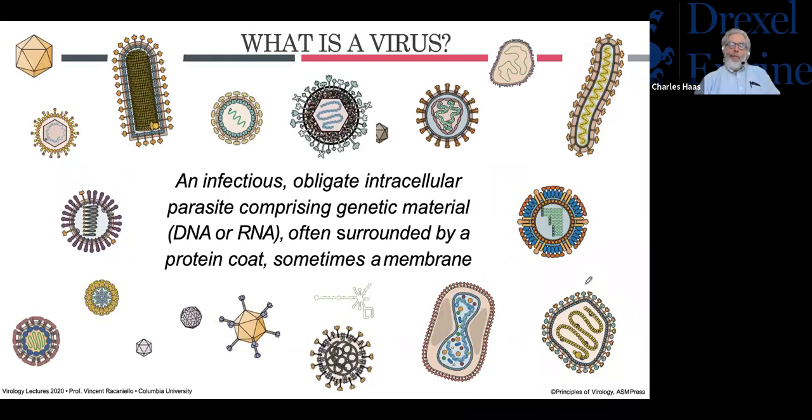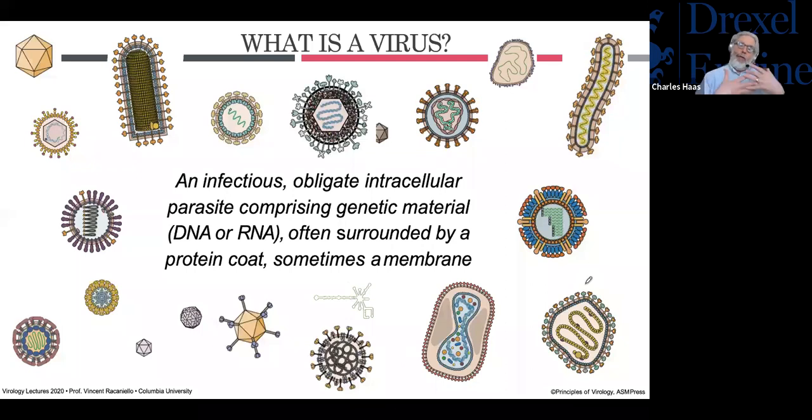So a virus is an infectious, meaning capable of invading and reproducing in a host, obligate intracellular parasite. Obligate means that's the only way it can live, within cells, consisting of genetic material, either DNA or RNA, often surrounded by a protein coat, sometimes in addition by a lipid, by a fatty membrane as part of the coat of the virus.